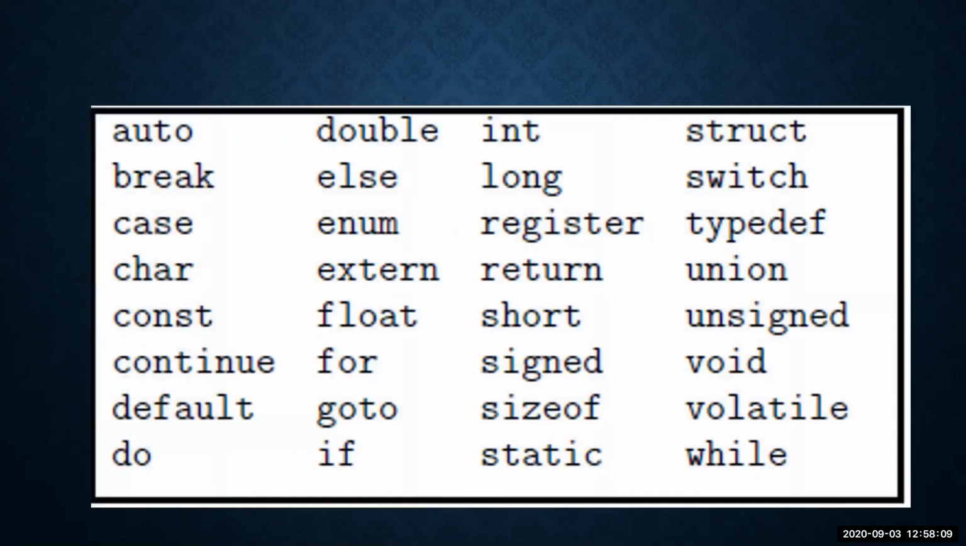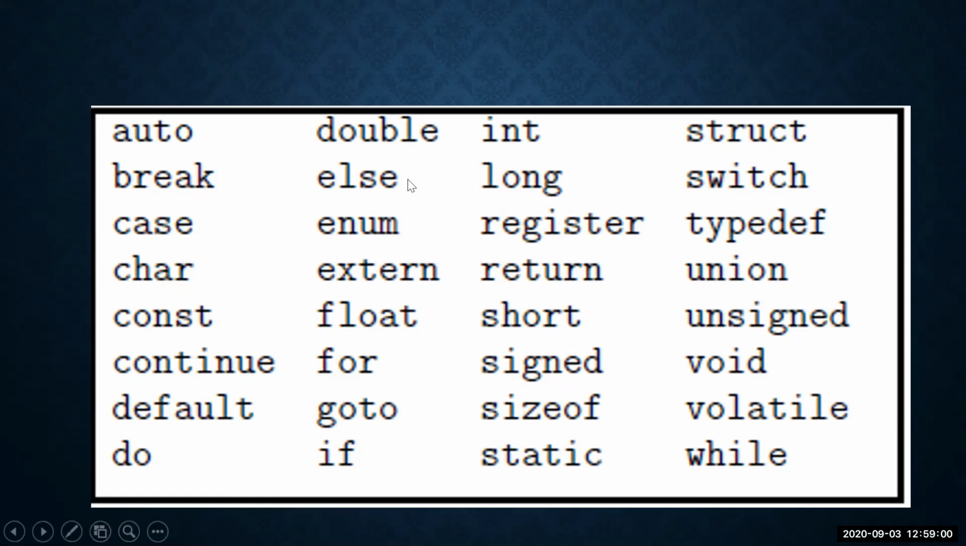Let's see. Our keywords are auto, break, case, char, const, continue, default, do, double, else, enum, extern, float, for, goto, if, int, long, register, return, short, signed, sizeof, static, struct, switch, typedef, union, unsigned, void, volatile, and while. This is the list of keywords in C language.